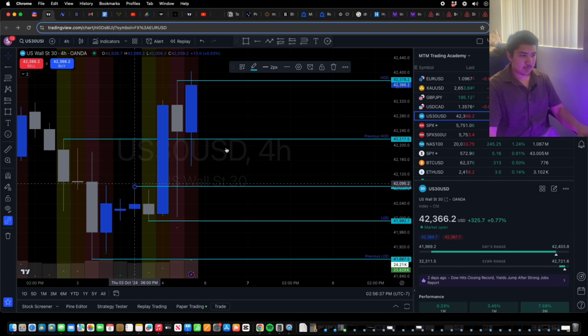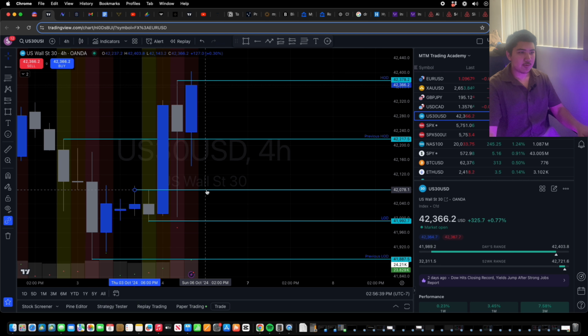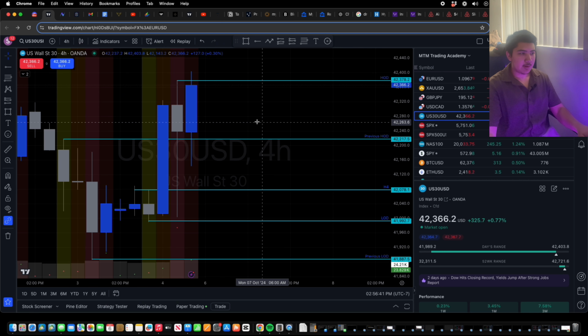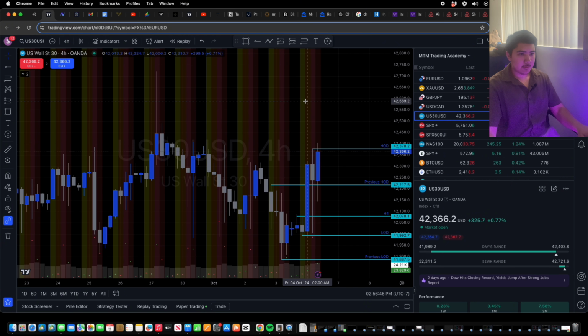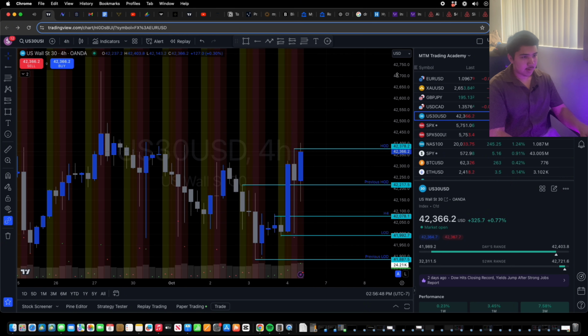We have this demand zone right here on the 4 hour time frame. As far as supply goes, I don't think we have much supply to work with. Yeah, we don't. I honestly think US 30 might hit 43,000 by the end of this year or by the time the elections come around.